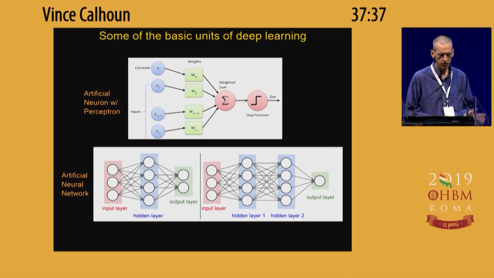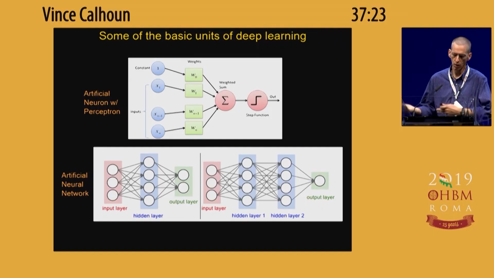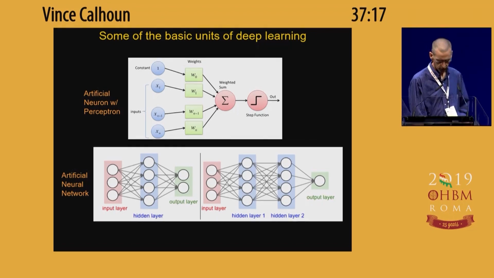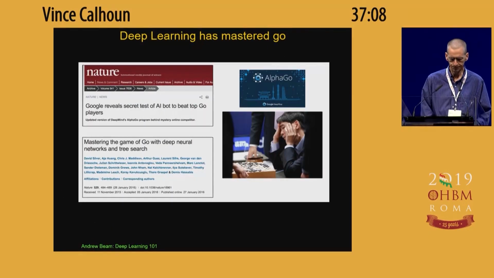The basic unit of deep learning is an artificial neural network. Essentially, inputs are multiplied by a set of weights and then added up, and then you might have something like a perceptron at the end, which gives you a 1 or a 0 based on the weights. You can combine those in lots of different ways to create an artificial neural network. There's an input layer, a hidden layer, and an output layer, and the number of hidden layers can grow quite a lot.